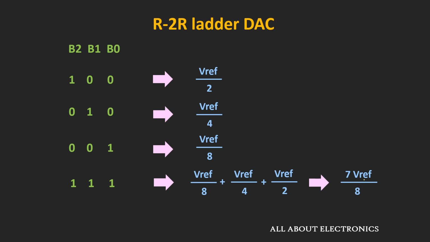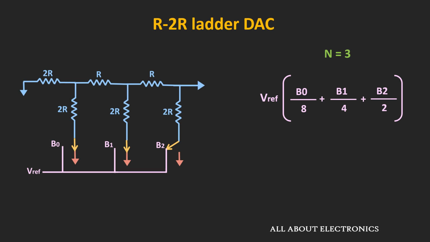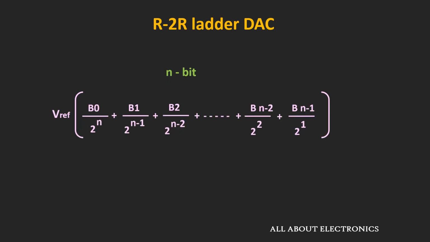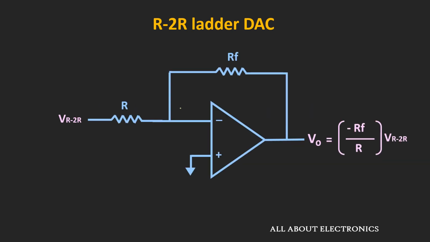So in general, for the 3-bit ladder network, we can say that the output voltage V out will be equal to V reference times B0 by 8 plus B1 by 4 plus B2 divided by 2. Or in general, the output of the ladder network can be expressed by this expression. So let's say the output of the ladder network is equal to VR 2R. And if this voltage is given as an input to the op-amp, then the input to the op-amp will be this voltage in series with this equivalent resistor R.